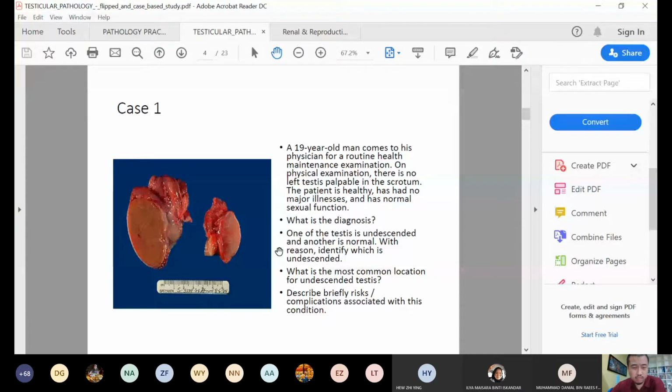So what's the most common location for undescended testes? Inguinal. And the risks or complications associated with this condition are quite a few. There's infertility. There's also risk of developing germ cell tumors, trauma, and inguinal hernia. Right?